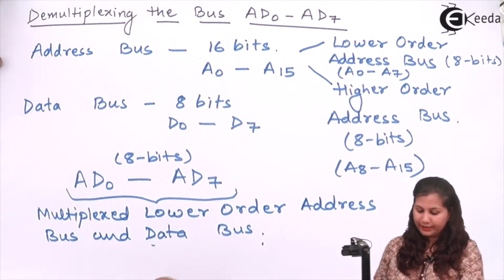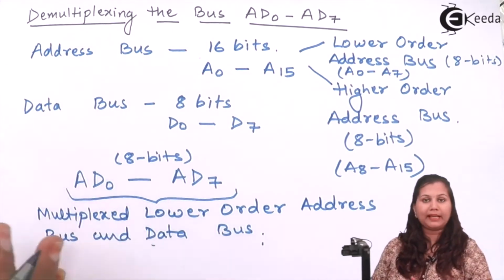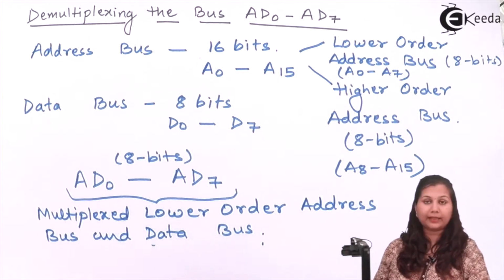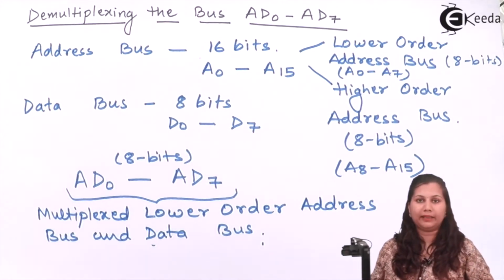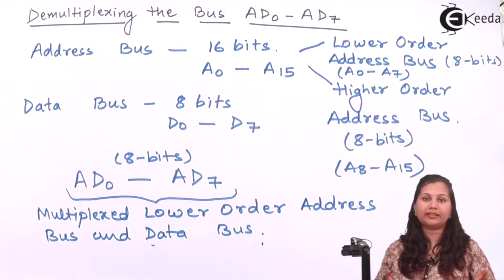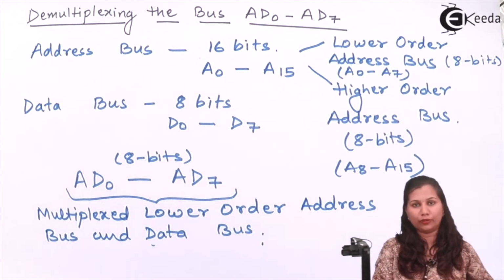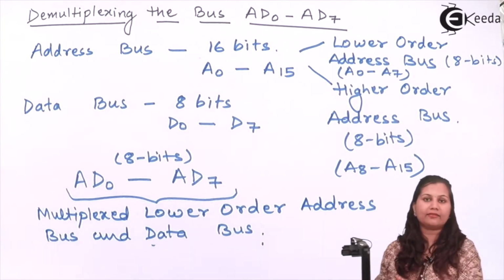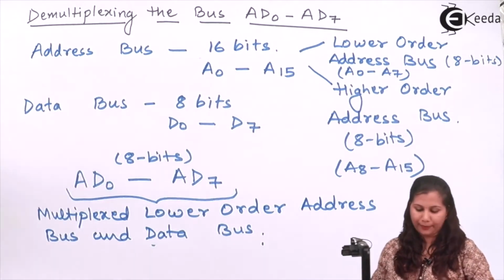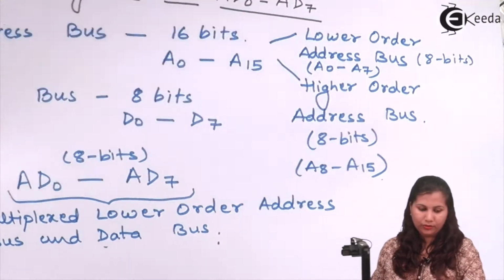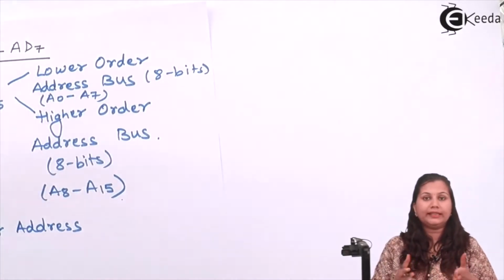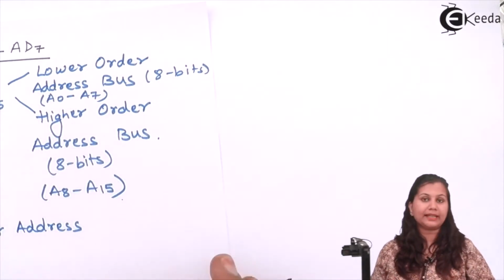So these multiplexed address bus and data bus have to be demultiplexed. We have to differentiate that this is the lower order address, and this which is available is the data which we want in the program. So how this demultiplexing of the bus AD0 to AD7 is done, let's study it.